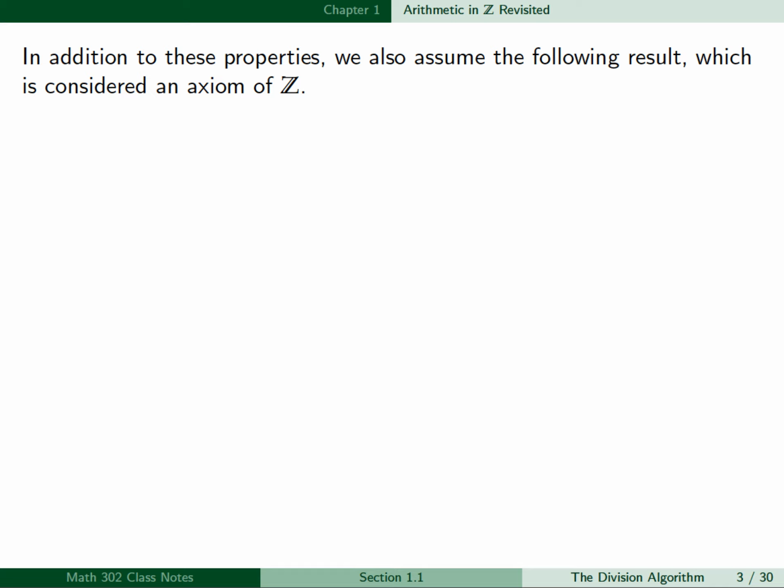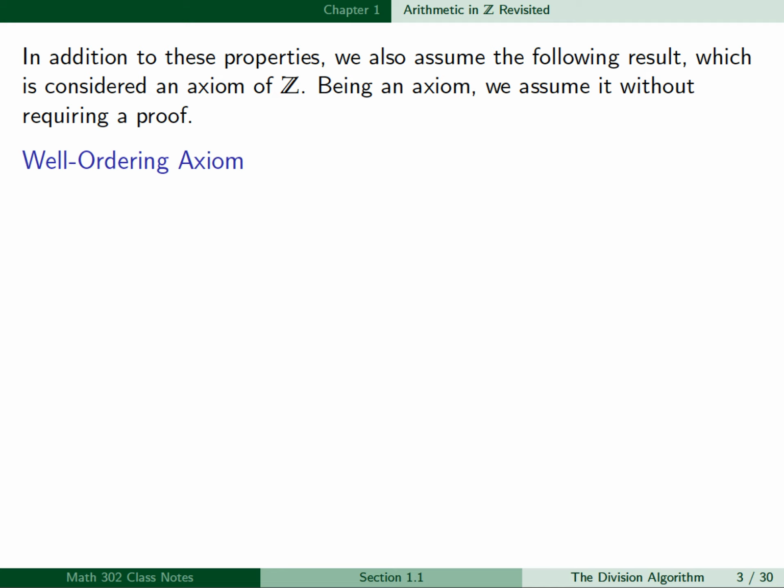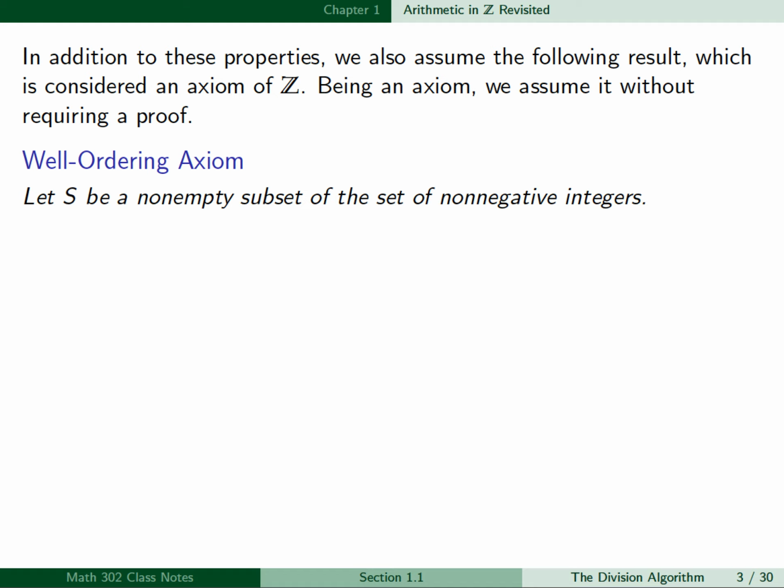In addition to these properties, we also assume the following result, which is considered an axiom of Z. Being an axiom, we assume it without requiring a proof. And this is called the well-ordering axiom. And it states, let S be a non-empty subset of the set of non-negative integers. Then S has a smallest element.